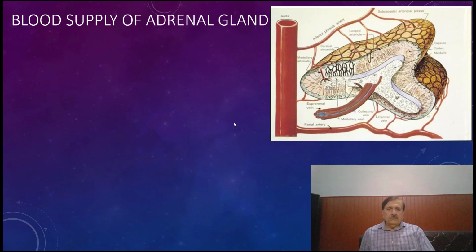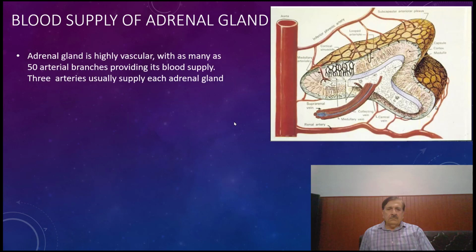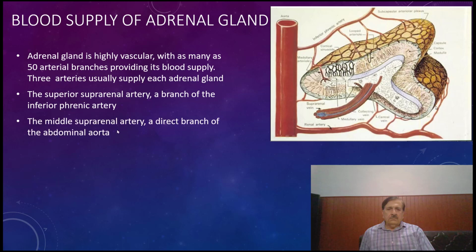Blood supply of the adrenal gland. The adrenal gland is highly vascular. As many as 50 arterial branches provide its blood supply. Three arteries usually supply each adrenal gland. The superior suprarenal artery, a branch of the inferior phrenic artery. The middle suprarenal artery, a direct branch of the abdominal aorta. The inferior suprarenal artery, a branch of the renal artery.